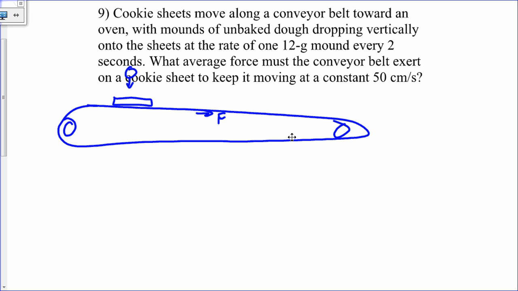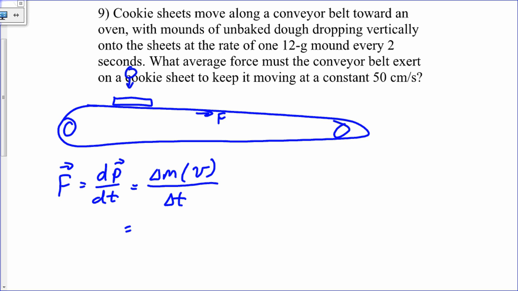Now I can go to my basic equation for force and momentum. Force is equal to the change in momentum over the change in time. All the information I need is here. Whereas usually it's our velocity that's changing, here it's our mass that's changing. So this is going to be delta m times v, because my velocity is the same, over delta t, and my mass is changing. The cookie sheets are changing their mass by 12 grams.